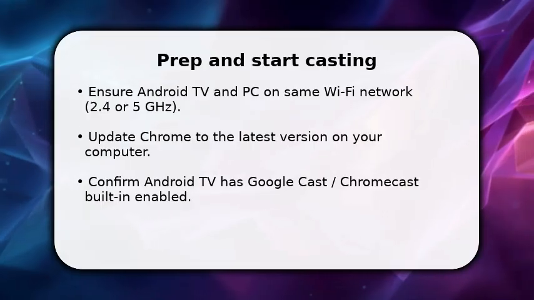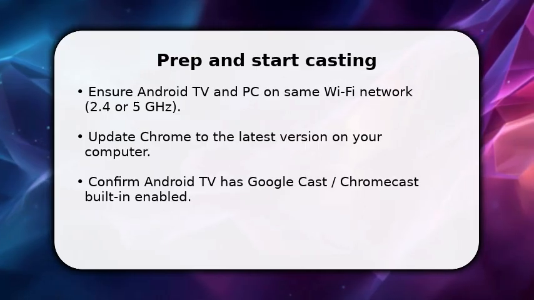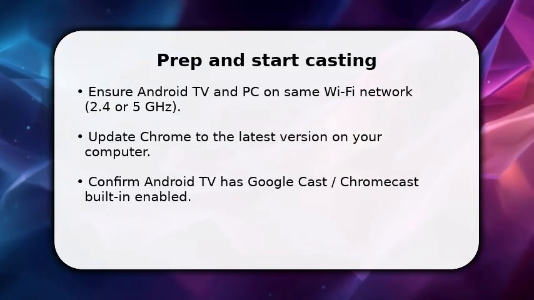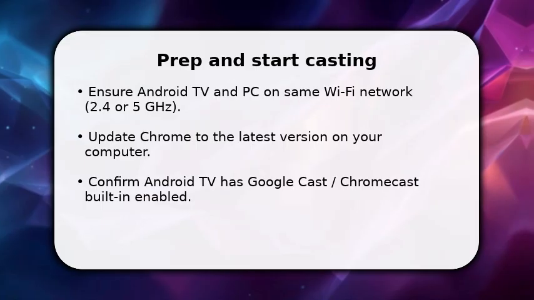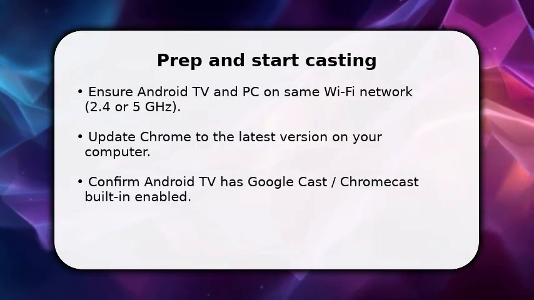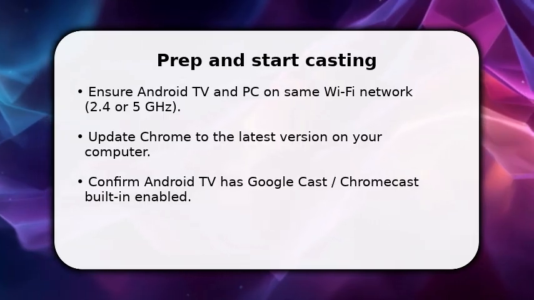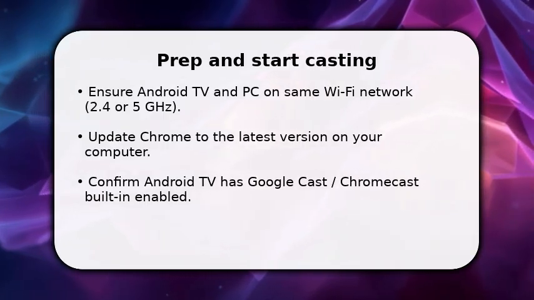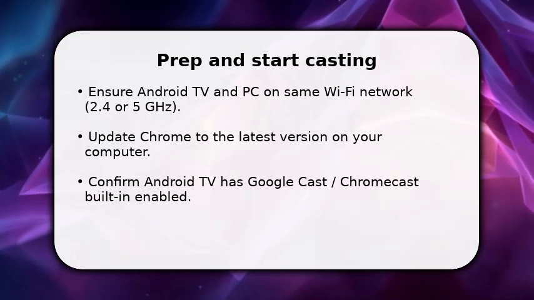You start with the essentials. Make sure your Android TV and computer share the same Wi-Fi network, then open Chrome on your computer. Once done, click the three-dot menu in Chrome and choose Cast. Chrome will scan for any Chromecast-capable devices. Select your Android TV from the device list.